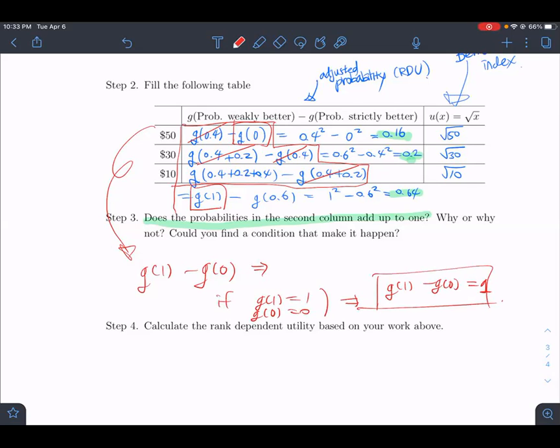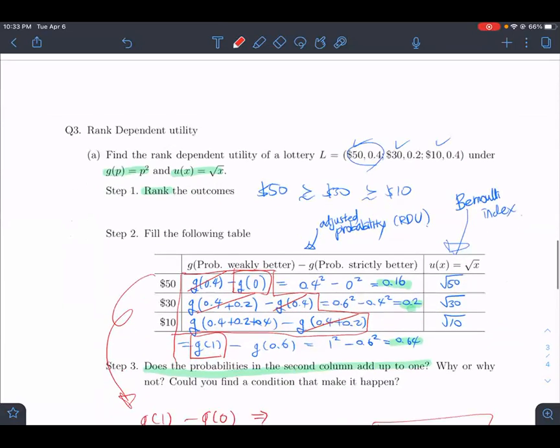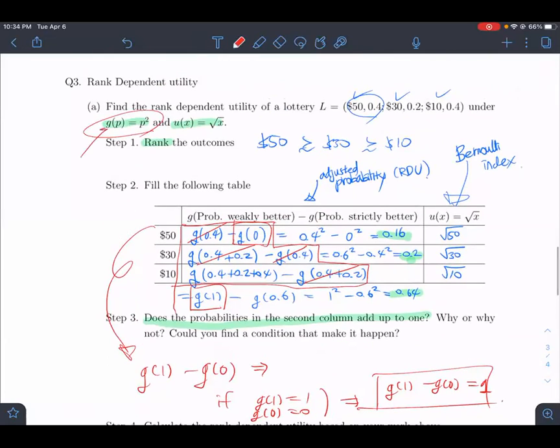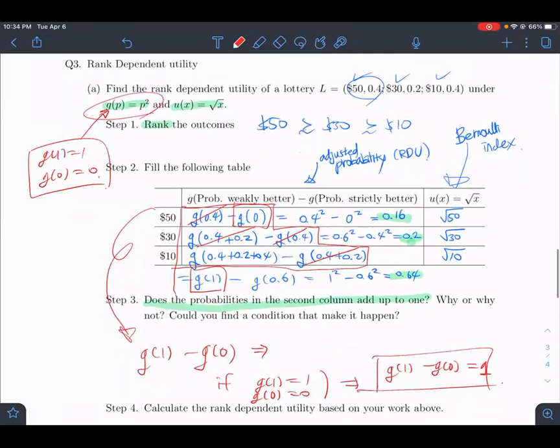When the professor was making this kind of question, I copied this weighting function from the homework. Weighting functions like this have a very good property, which is G of 1, if you just substitute 1 here, is 1. G of 0, 0 squared, is 0. If you satisfy this property, then adding up all of the numbers here will give you 1, as we can see in the expected utility theory.